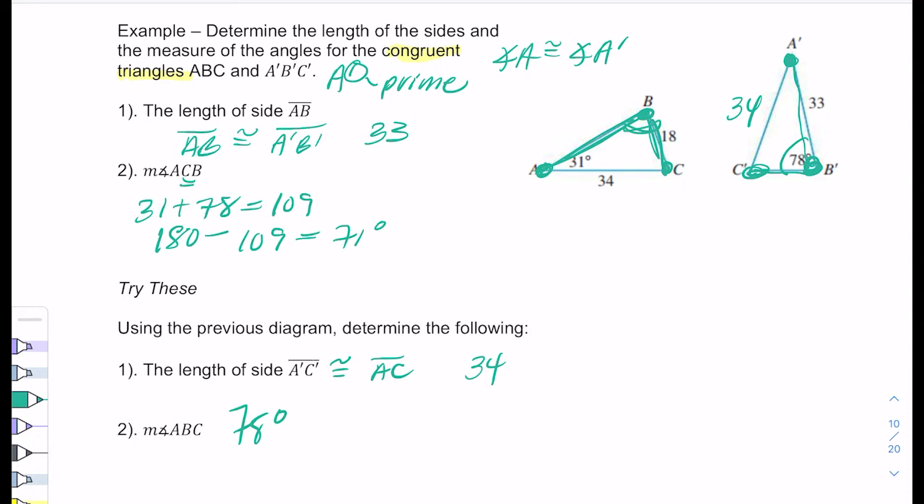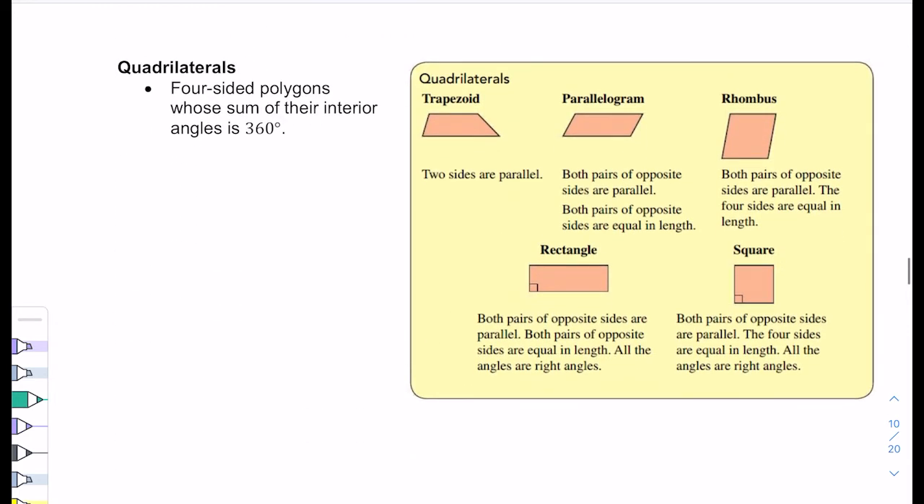The last thing we're going to talk about in this section are quadrilaterals. So remember, quadrilaterals are four-sided polygons, and one of the things to remember is that their angles add up to 360. So in a triangle, the three angles add up to 180, but when we get to quadrilaterals, four-sided figures, they have 360 degrees inside. Some of the quadrilaterals are listed here. You've got trapezoids, parallelograms, a rhombus, a rectangle, and a square.